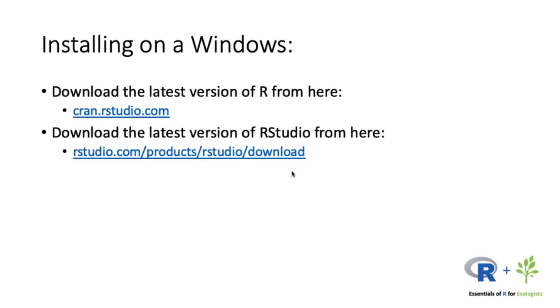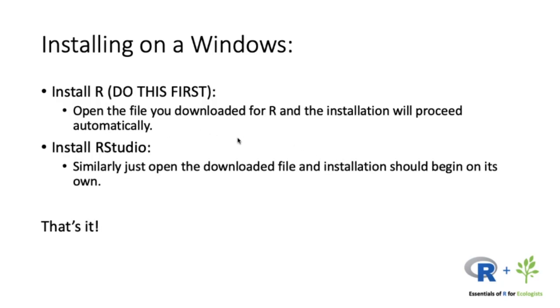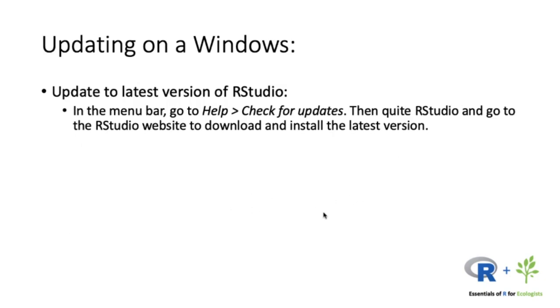Then for installing on Windows, it's very similar to Mac. Go to these websites to download the latest version of R and the latest version of RStudio, and then simply proceed to install those files. Again, making sure to install R first and then install RStudio. And just open the file, follow the directions for installation, and that's all you have to do. And with updating on Windows, it's the same thing. To check your current version of RStudio, go to Help and then check for updates to see if there's anything available that's more recent. And then you can quit RStudio and go to the RStudio website to download and install the latest version.